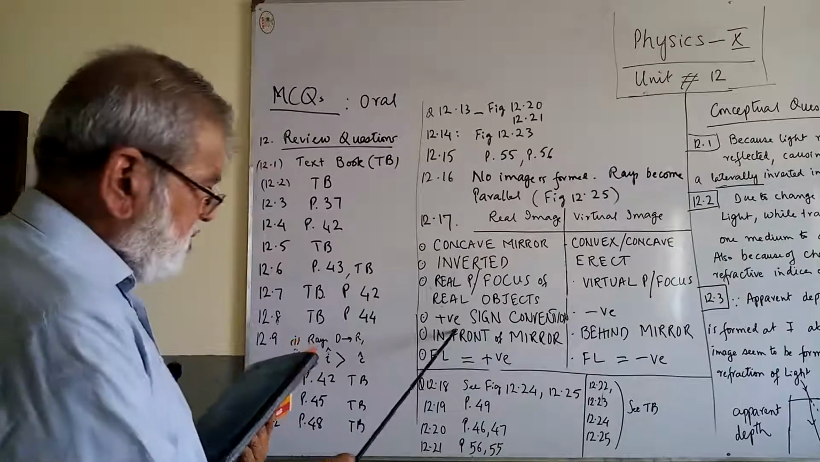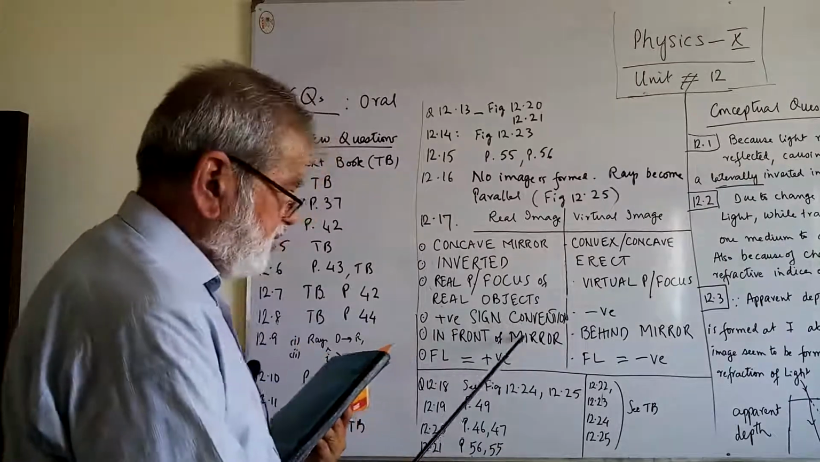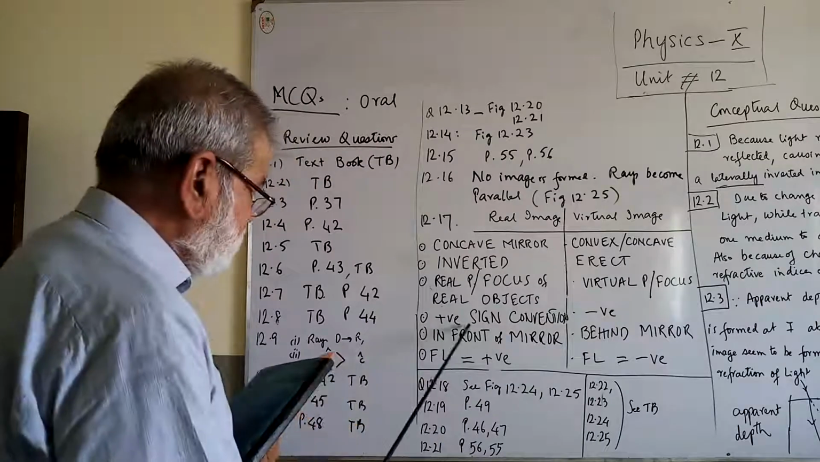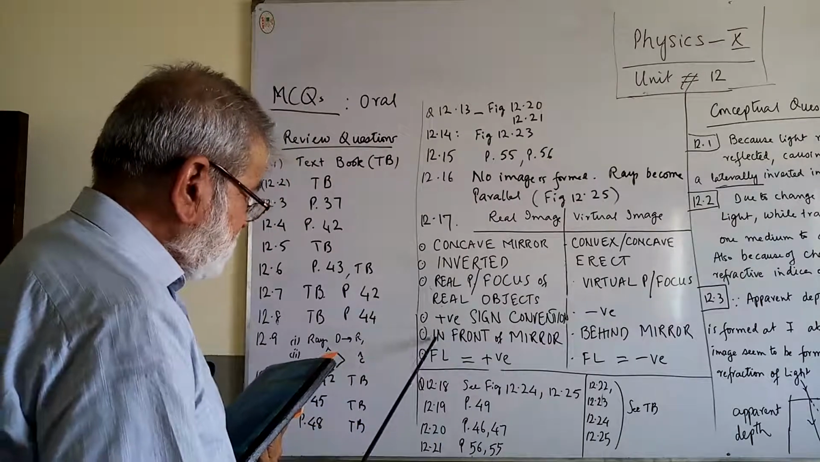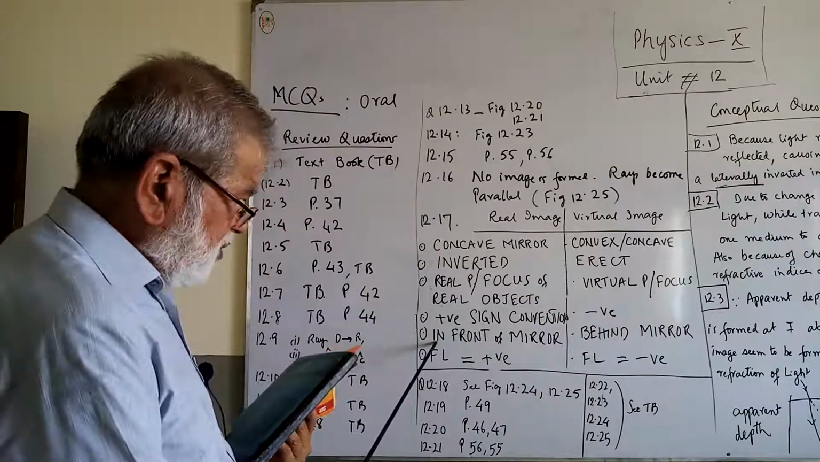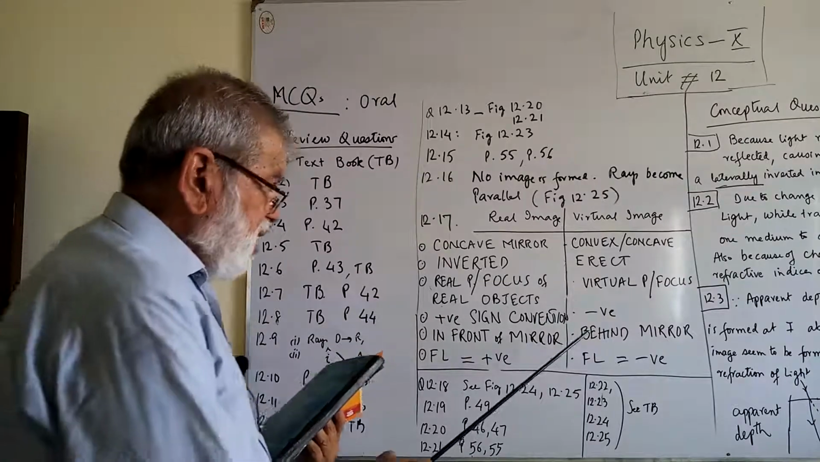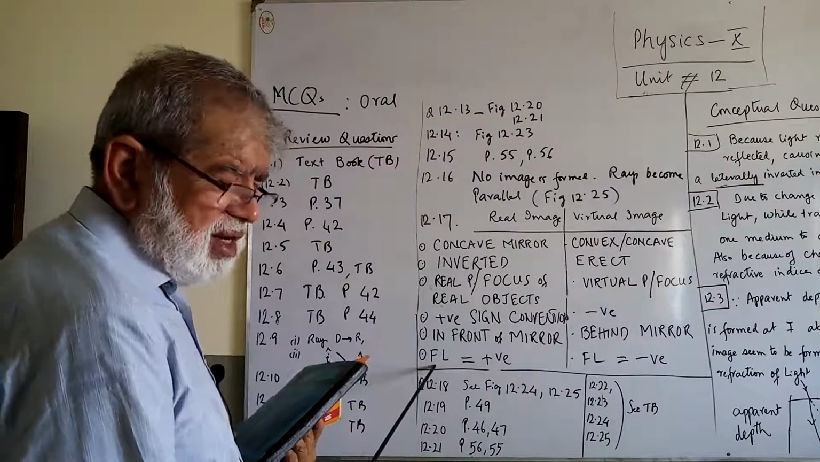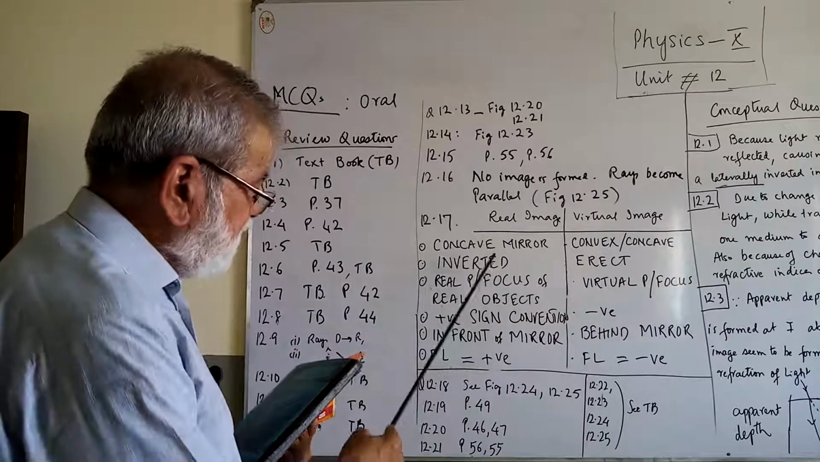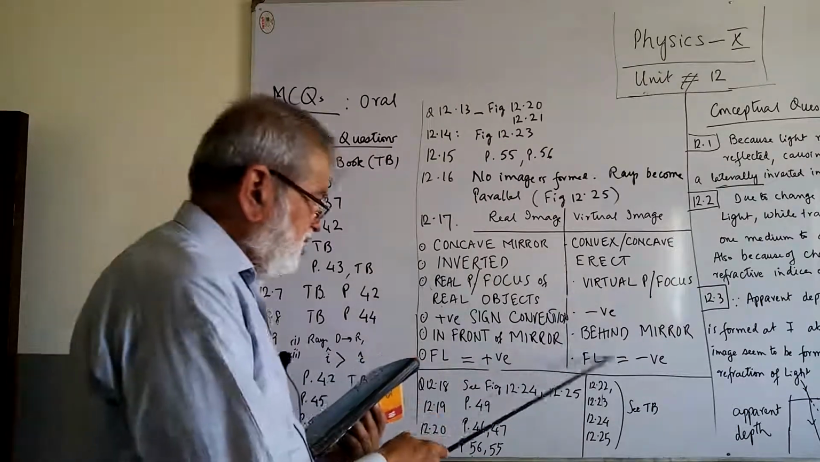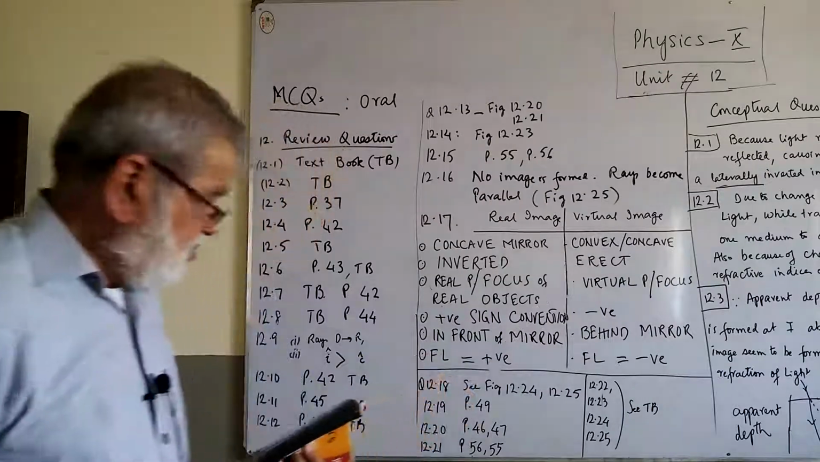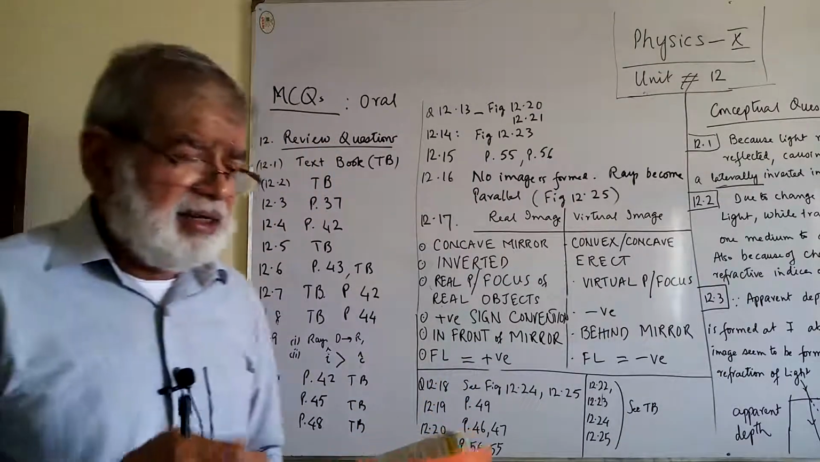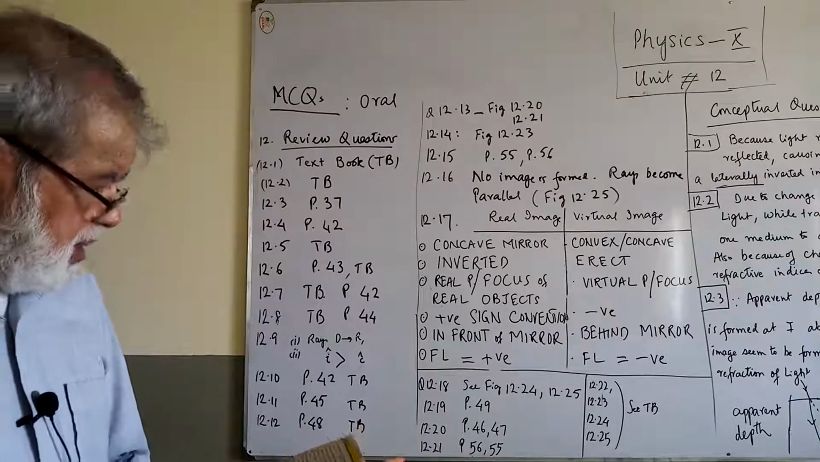Positive sign convention is used for real images. Negative sign convention is used for virtual images. And then a real image is always in front of the mirror and the virtual image is behind the mirror. The focal length is taken as positive for real images and the focal length is taken negative for virtual images. Please understand these things very thoroughly and try to get the concept of it.